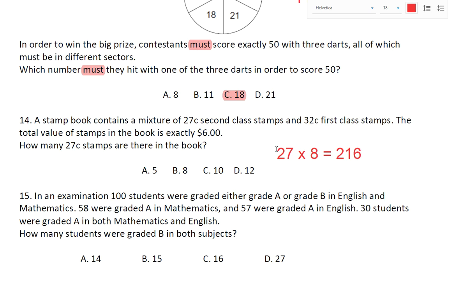What's 600 take away 216? That'll be 384. Is 384 divisible by 32? It is. That'll be 12 actually, because 10 times 32 will be 320. Add another 2 times 32, 64. That'll get you to 384. So it's 12. So it's 8 27-cent stamps and 12 32-cent stamps. So the answer is B, 8. So again, if you've got good number sense, good multiplication skills, that should be a pretty easy one to solve.